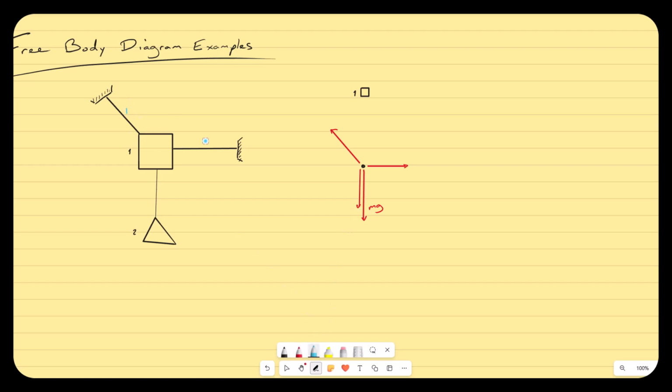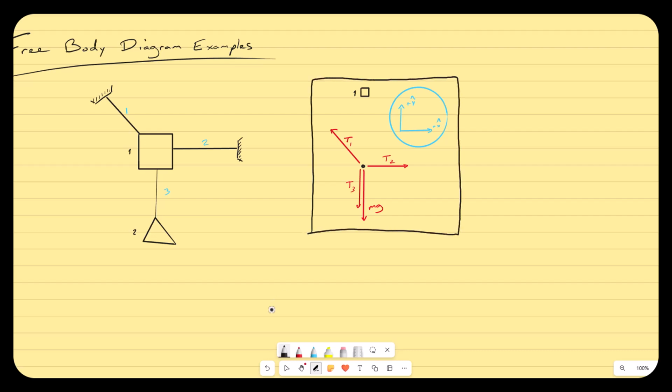I have three ropes that I'm going to label 1, 2, and 3. So this first one is going to be a tension 1. Here's a tension 2. Here's a tension 3. I want to draw coordinate axes. This thing isn't going anywhere, so it doesn't matter too much how I orient this. But I'm going to say, let's let vertical be my y direction. Let's let horizontal be my x direction. There are my coordinate axes. There's my whole free body diagram for the square box.